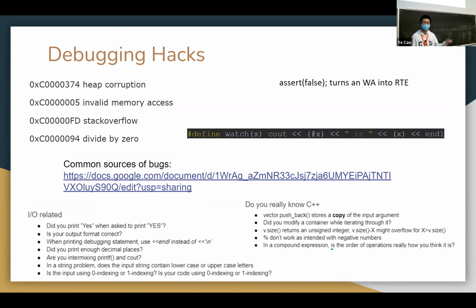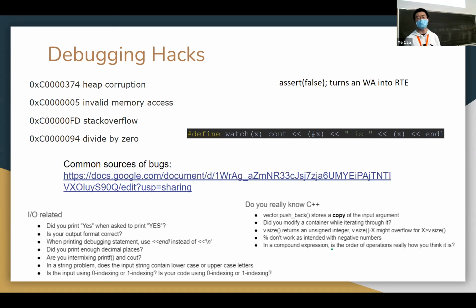Some debugging hacks. Here are the most common runtime errors that you might run into. When you submit to the judge you will just get an RTE, but when you run it on your local machine, you run into an error. It's probably one of these. C a bunch of zeros 374: heap corruption. C a bunch of 05: invalid memory access. C a bunch of 0 FD: stack overflow. C a bunch of zeros 94: divide by 0. It's very useful to keep those numbers in mind so you know what might possibly go wrong with your code.